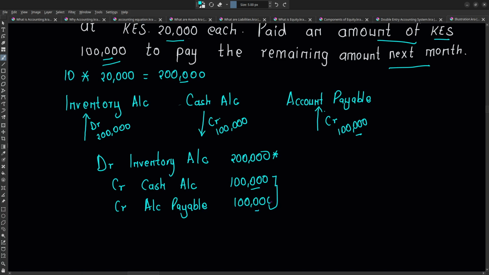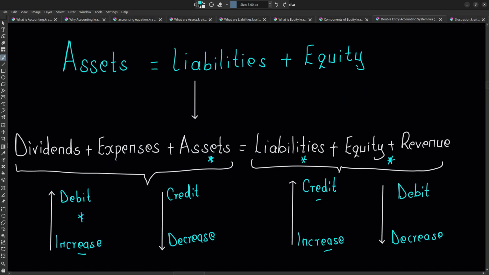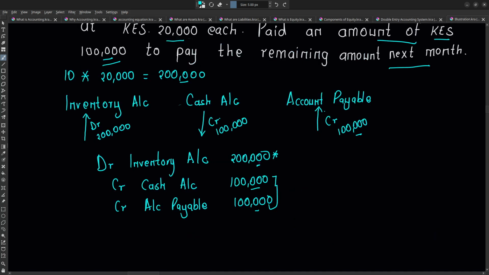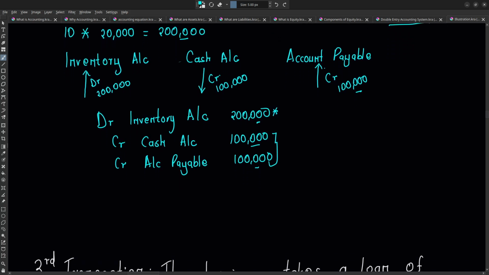plus 100,000 is 200,000. Okay, always refer to the accounting equation to guide you when to debit and when to credit. So you can see for a liability account, when you want to increase it, you credit. This is what I am referring to when I am doing this. Okay, so let us look at if the accounting equation is going to be balanced now after this transaction.